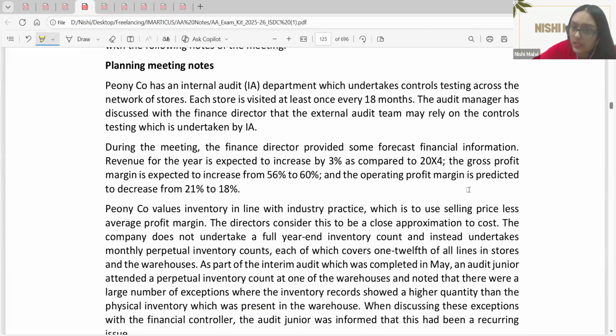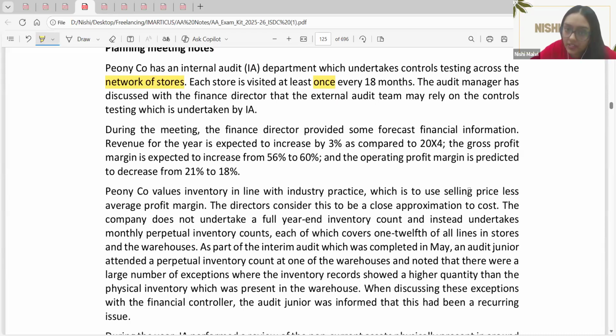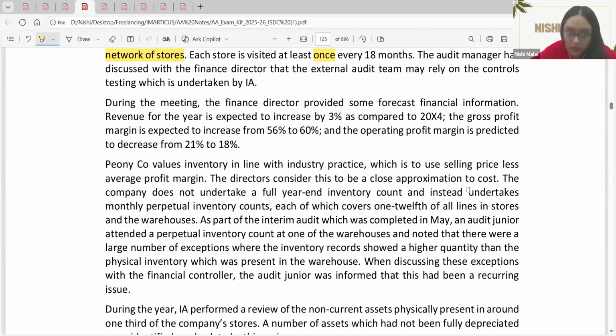Internal audit department undertakes control testing in the network of stores. Each store is visited at least once in every 18 months. The audit manager has discussed with the finance director that external audit may rely on controls. During the meeting, the finance director gave some forecast financial information. Revenue for the year ended is expected to increase 3% compared to 24. Gross profit margin is expected to increase from 56 to 60%. The operating profit margin is predicted to decrease from 21% to 18%.